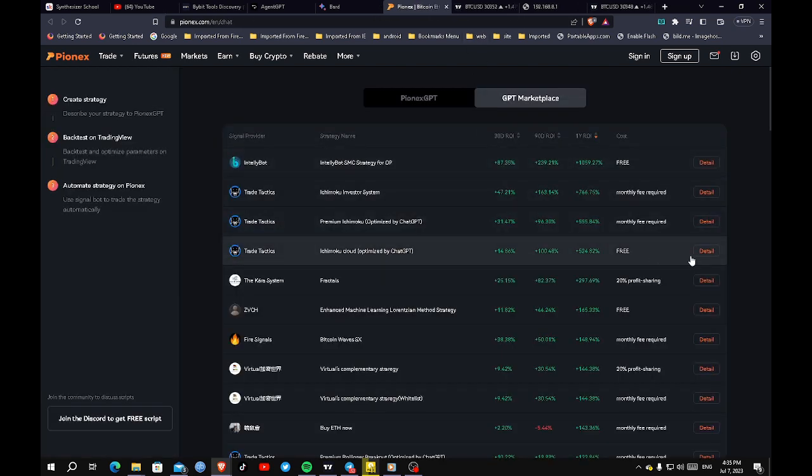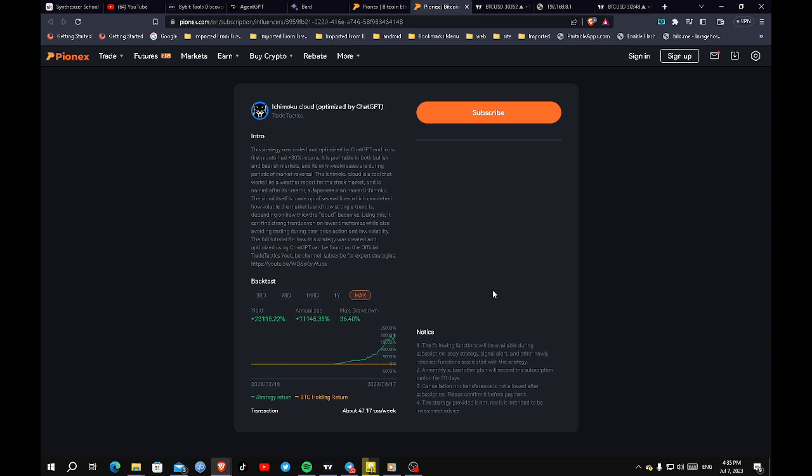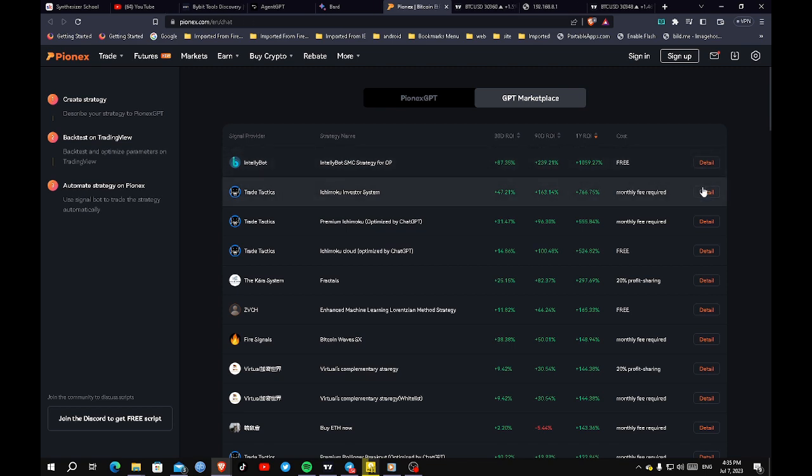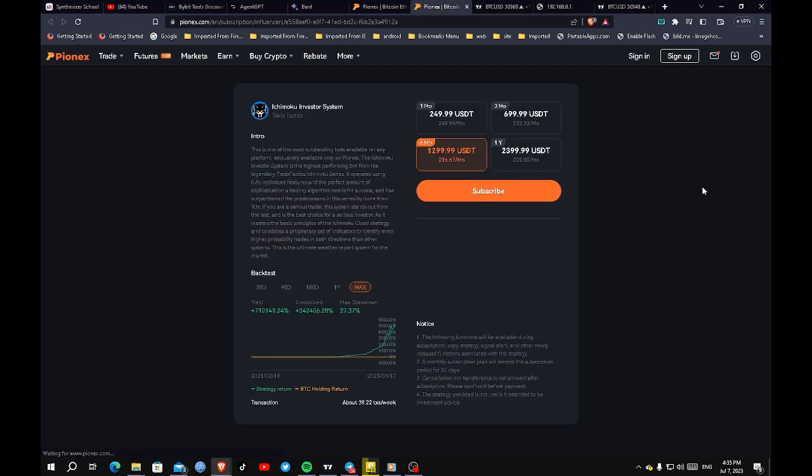Okay, let me check the free one. Wait, I did the free one. Okay, so I guess I haven't signed in, that's why I'm unable to see the leverage and how much you can invest using this person's trading strategy. This one too has a monthly fee. Okay, it has to do with the fact that the percentage is much higher, the return is much higher.